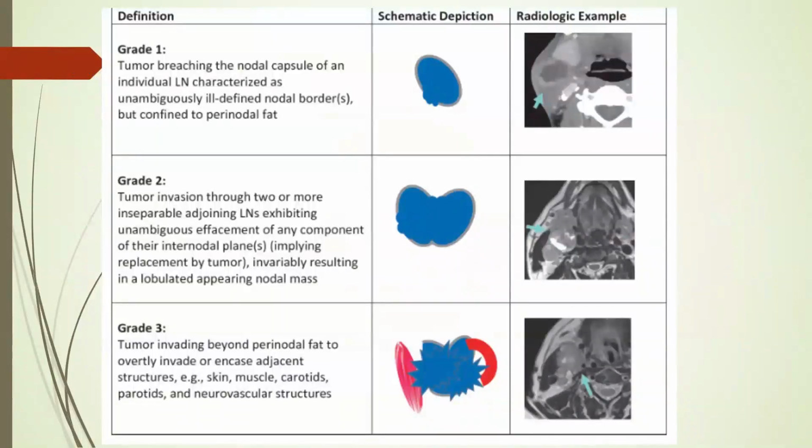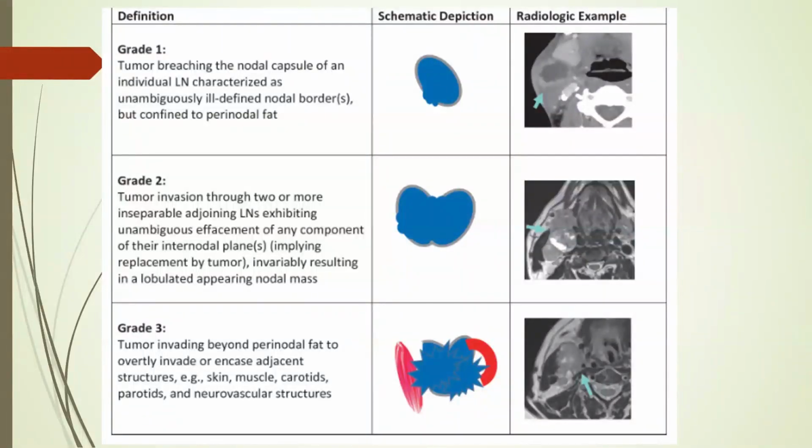Now there is some grading of the radiological extranodal extension also. Generally it is divided into 3 grades. Grade 1 is when the tumor is breaching just the nodal capsule and slightly coming out, but it is confined to the perinodal fat. So you can see ill-defined nodal borders. That is grade 1. Grade 2 is when there are 2 or more nodes involved and the tumor is coming out.